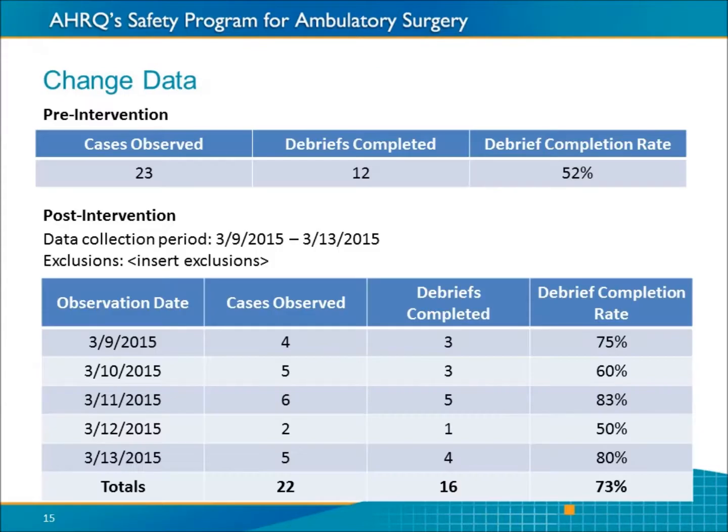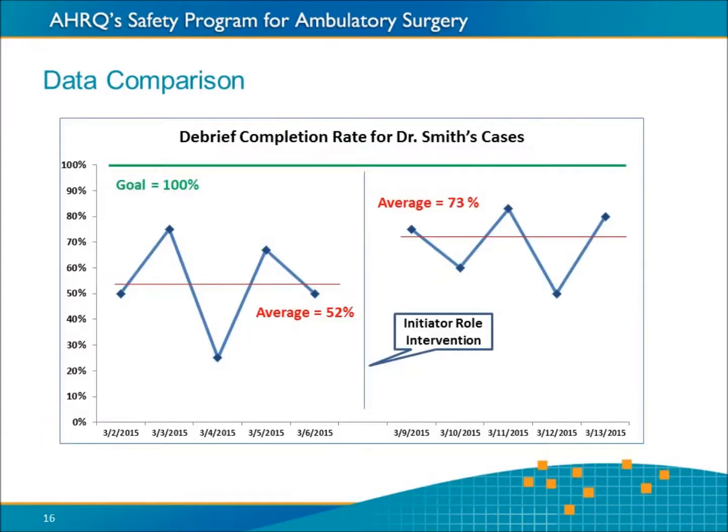So now here we have our change data. And you can see clearly that we started out at 52%, and now we're up to about 73% after we've watched all these cases for the week. And so that's the data presented in a table format. On the next slide, we see it graphically presented, and we talked about the value of creating some graphs. But again, it tells the same story here. We can see that there's some room for improvement.